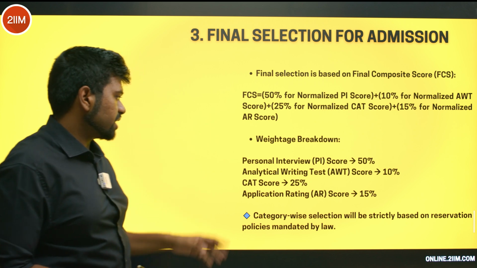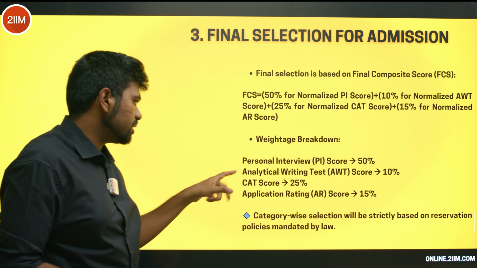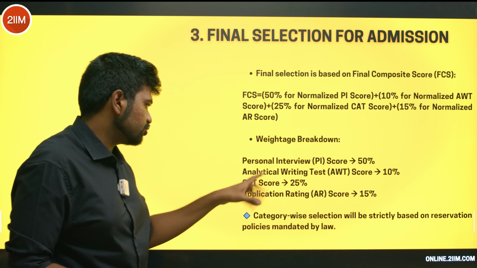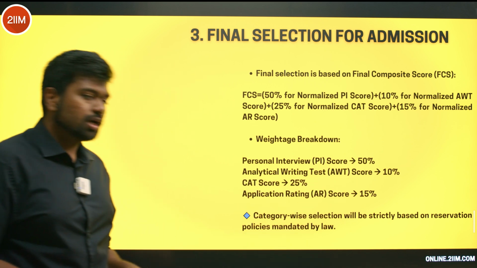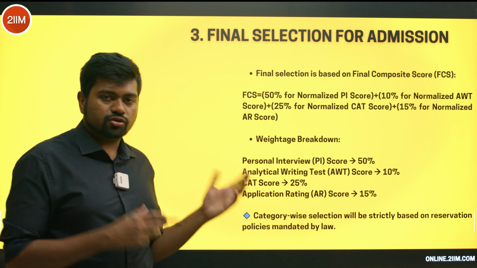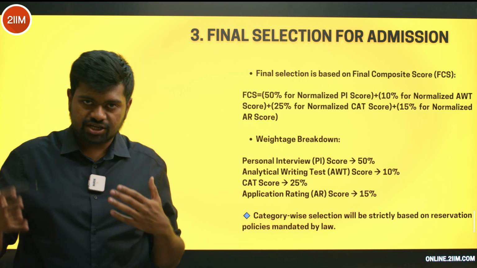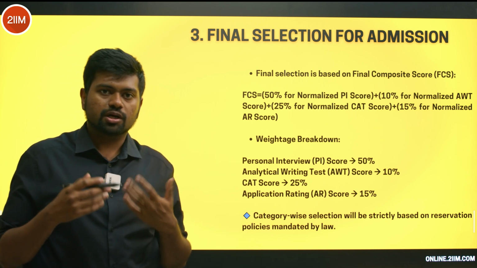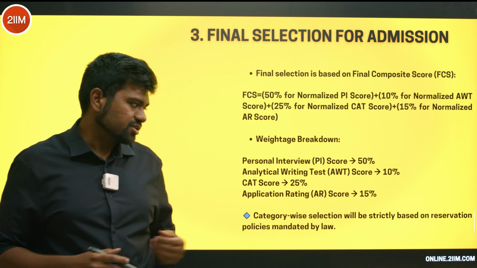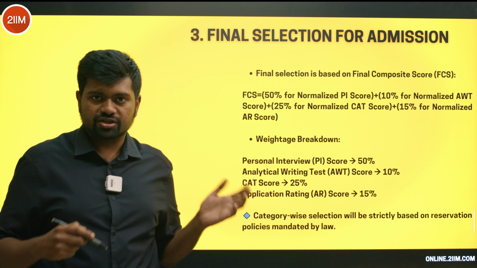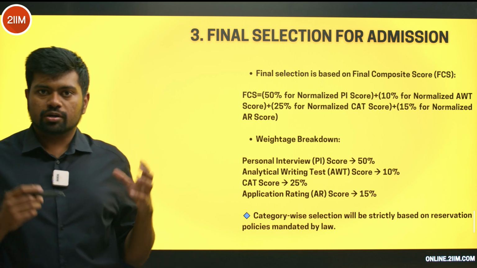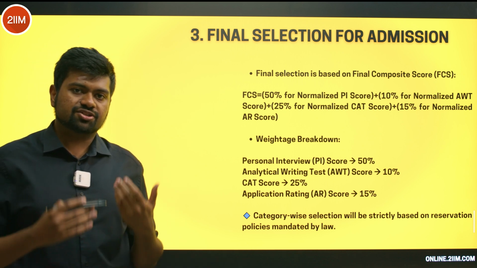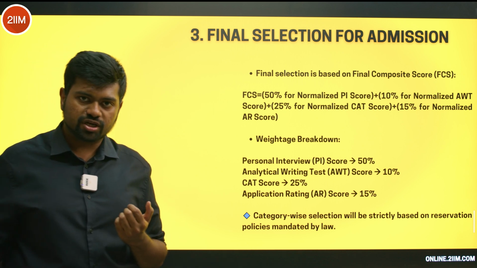Okay, so like I just said, 50% for PI, AWT is 10%, CAT score is 25%, and application rating score is 15%. All right. Obviously, there are also category-wise selections. There are accommodations made for reservations at different categories as per the existing policies, existing laws. All right. So this was a quick lowdown on how IIM selects its candidates for the interview stage and then the final stage.